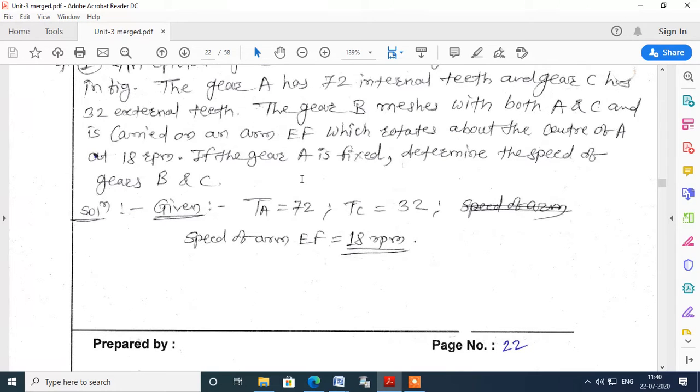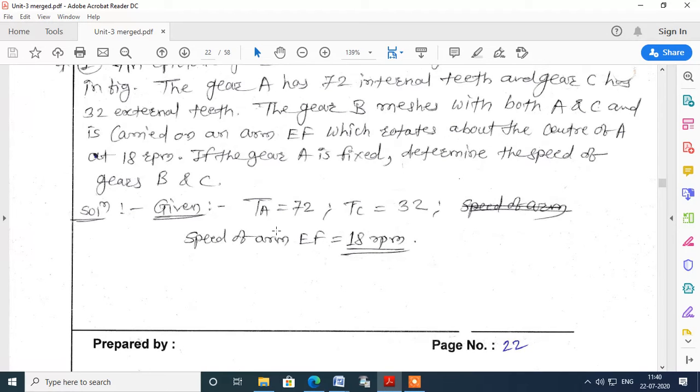And it is carried on an arm EF. The arm EF rotates about the center of A at 18 rpm, so the speed of the arm EF is given as 18 rpm. The condition given is that gear A is fixed. Determine the speed of gear B and C.